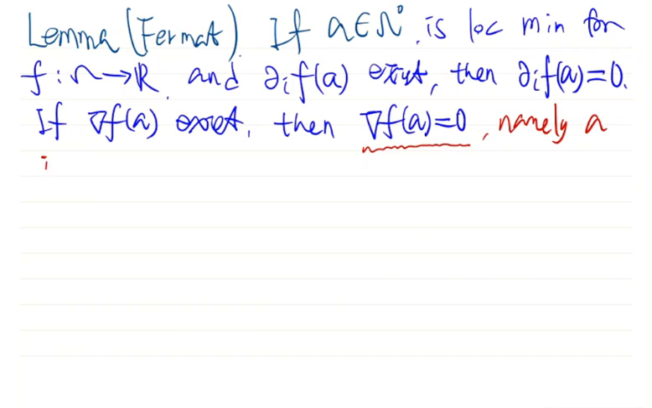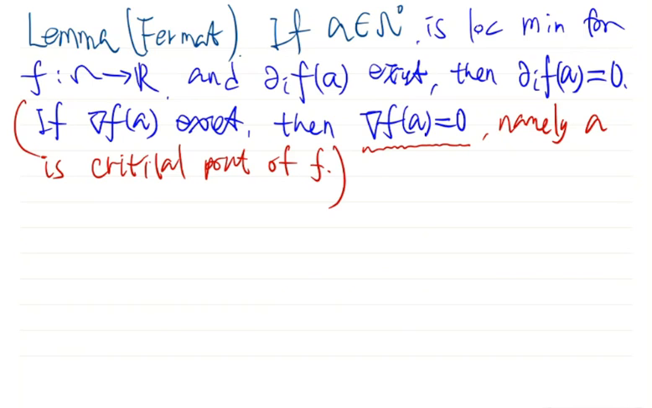A is a critical point of f. So this is the Fermat lemma. This part is my remark. The statement of the lemma ends here: the partial derivative with respect to xi is 0.